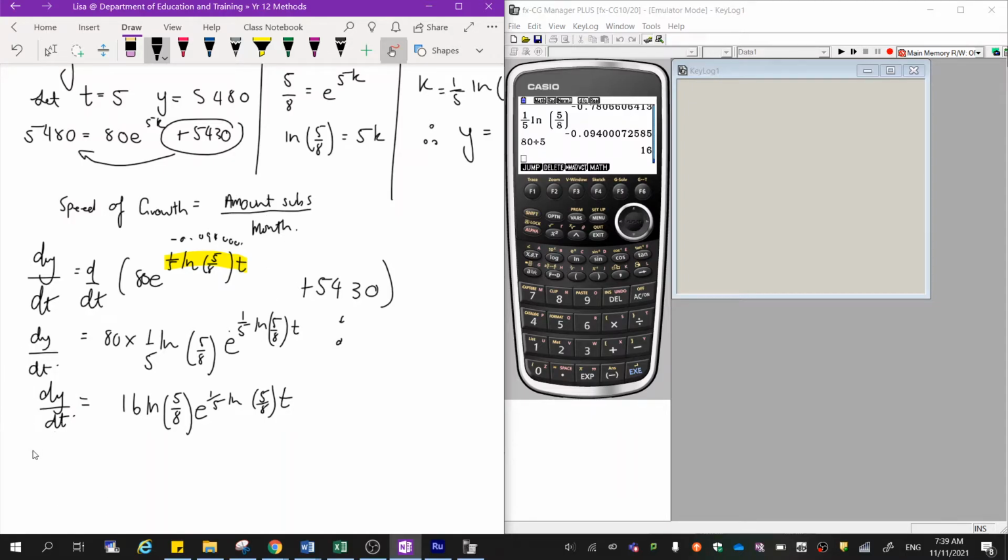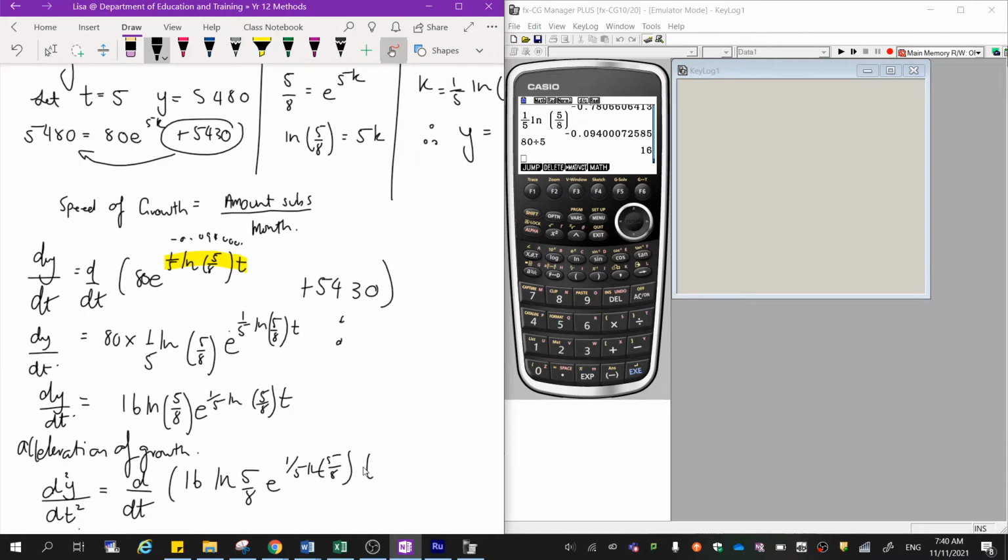Okay, now second derivative is going to tell us the acceleration of the growth. So now we're going to be taking the double derivative here. So that's why here, if you think about what would be getting put over here, that is getting put there again, which is why the d is squared and the dt at the bottom is squared. It's going to be equal to d over dt for this function here above, 16 ln 5 over 8 e to the power of 1 over 5 ln 5 over 8 t.